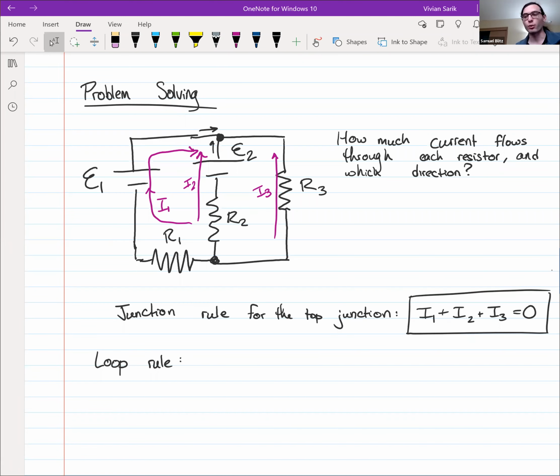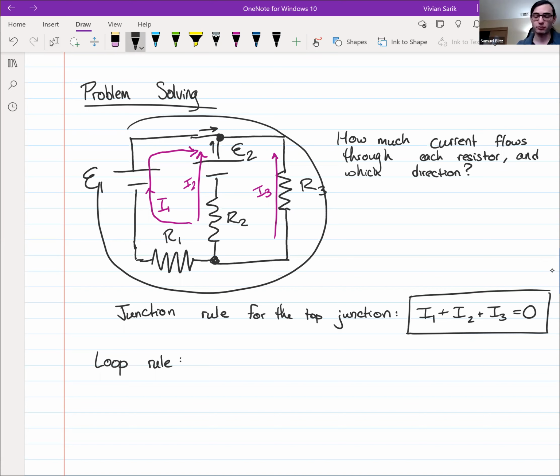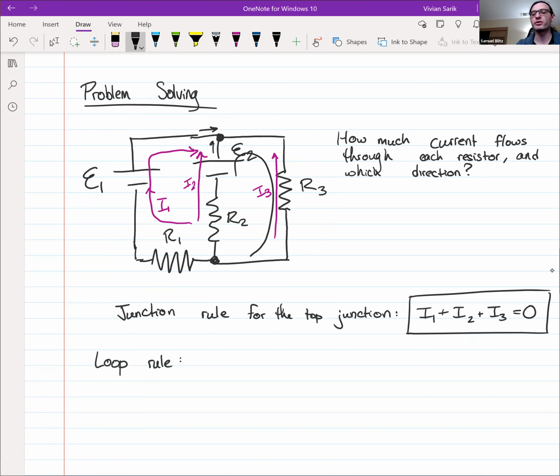Right, so the question is, which loop do you pick? There are 3 loops here, right? There's a loop that goes all the way around. That's one loop because there's a loop there. There's a loop that goes around the rightmost square, or the right rectangle, and there's a loop that goes around the left rectangle. So the question is, which ones do we pick?